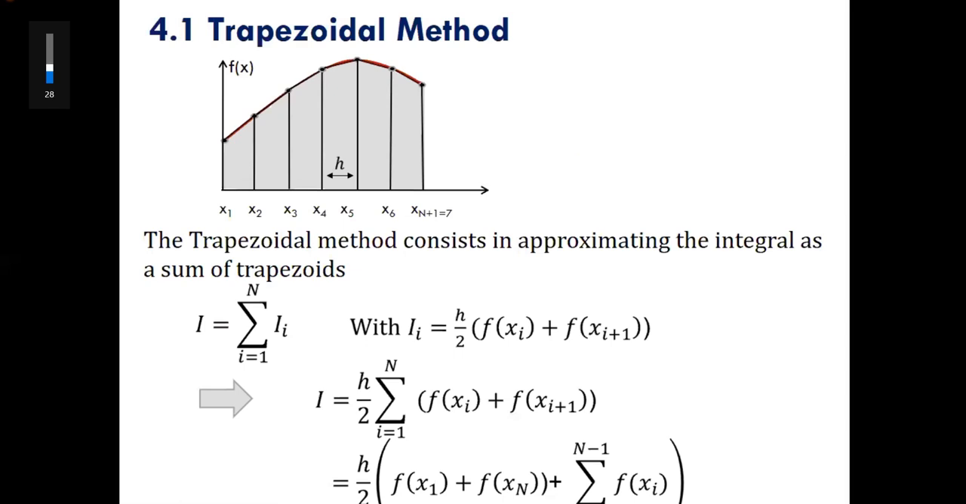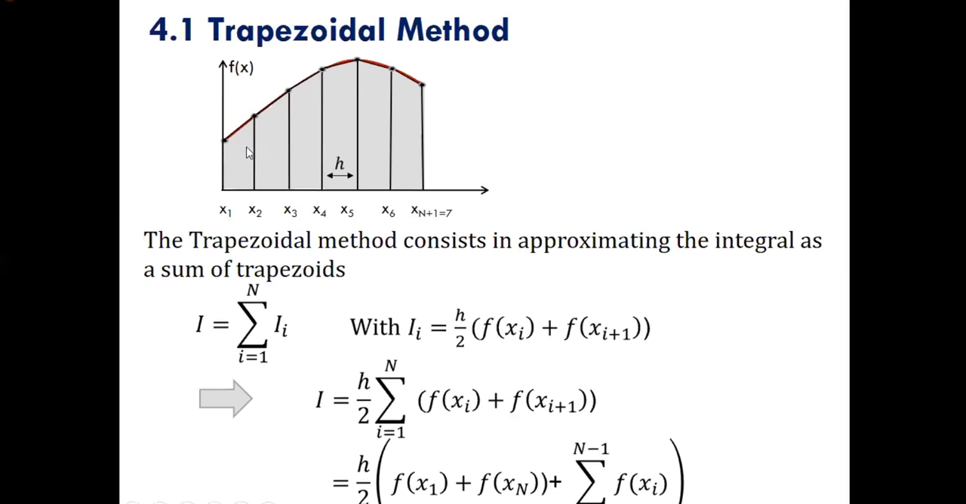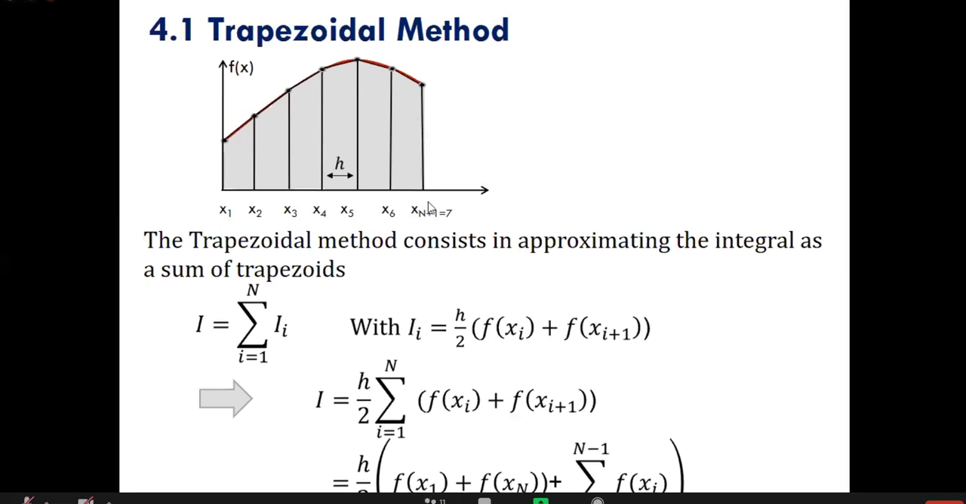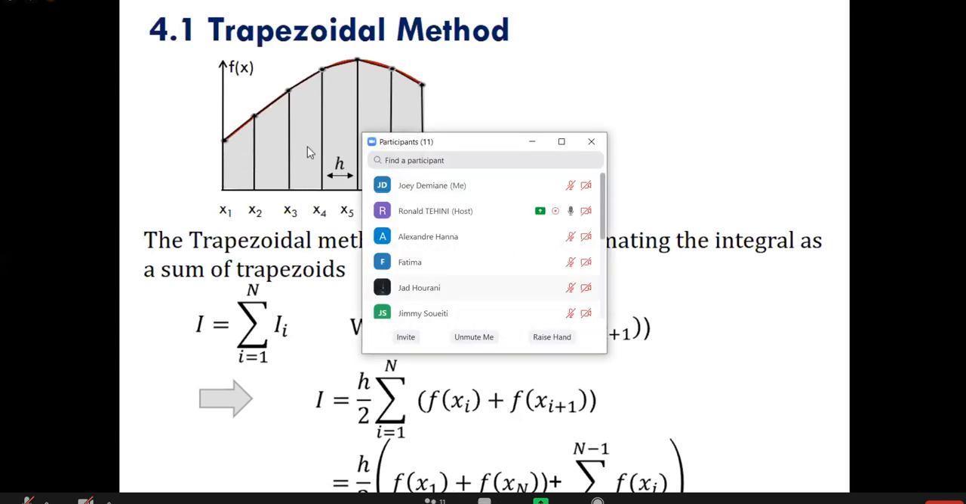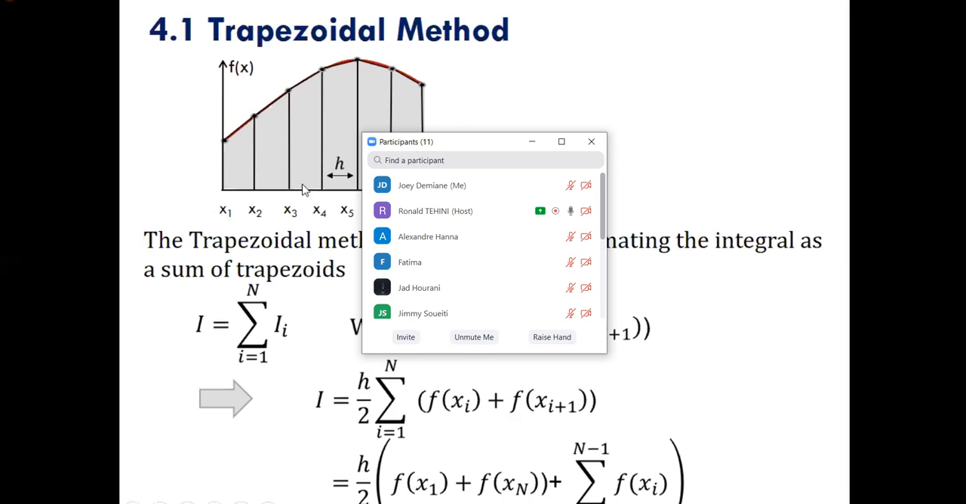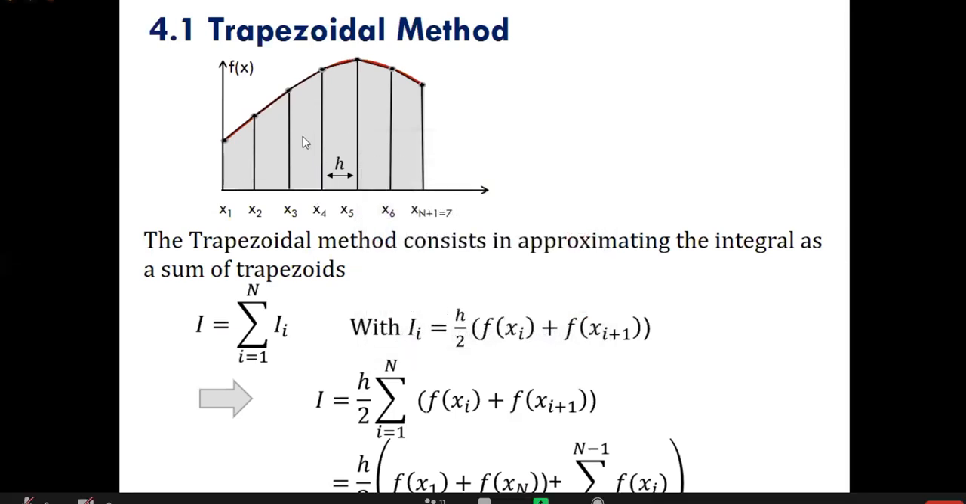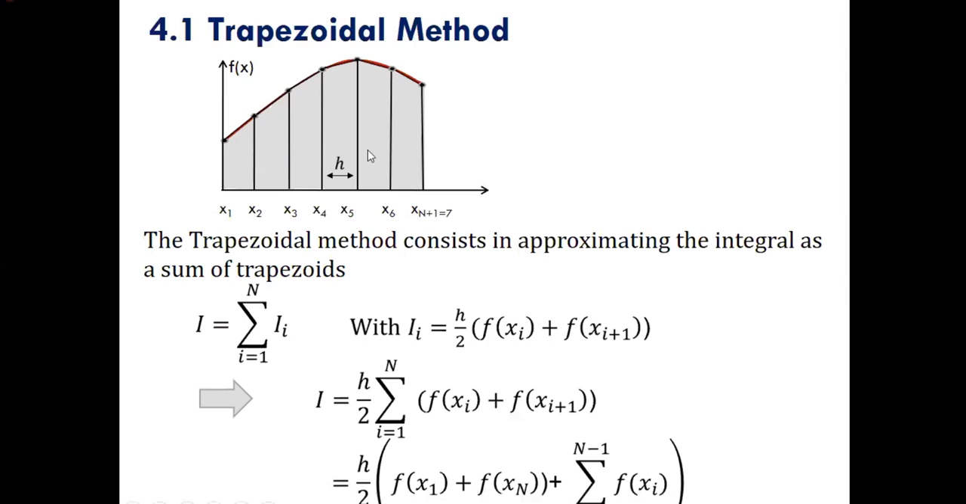So the trapezoidal method. It is similar to the rectangle method, but instead of approximating the integral as a sum of rectangles, here you use the sum of trapezoids. So you will sum these trapezoids. If you have n plus 1 points, you have n trapezoids here, right? That corresponds to the number of sub-intervals, which is n in this case. So you have n trapezoids.